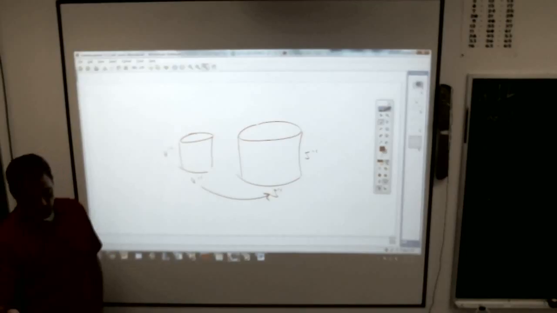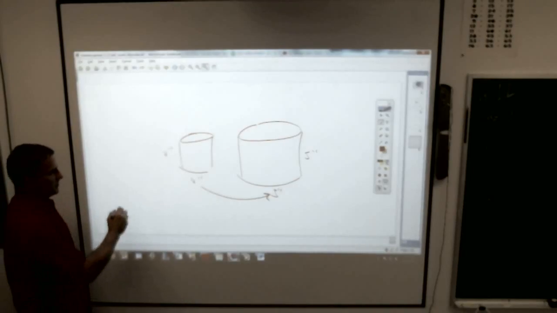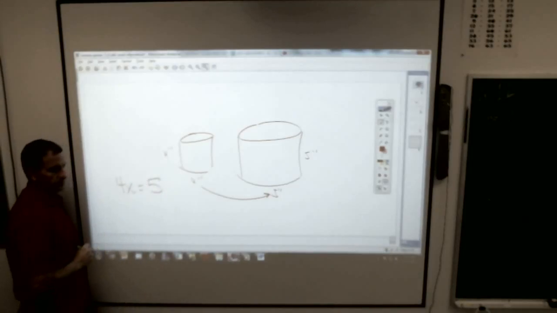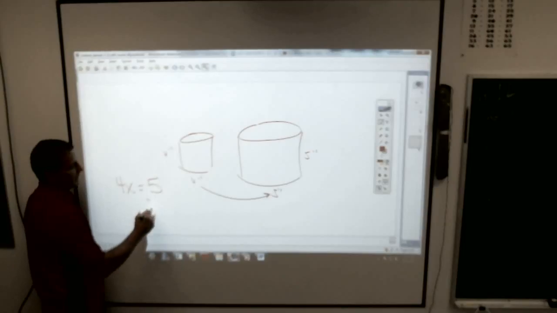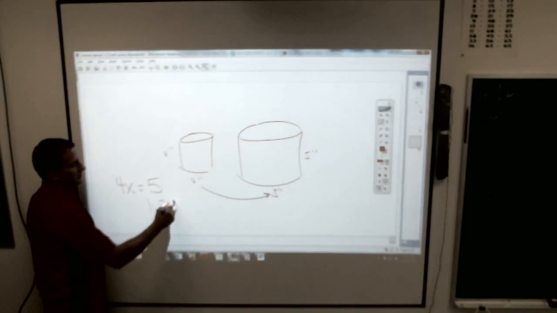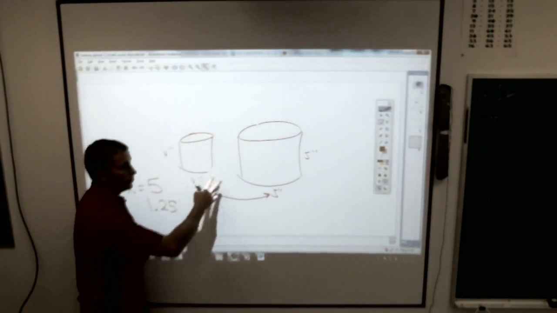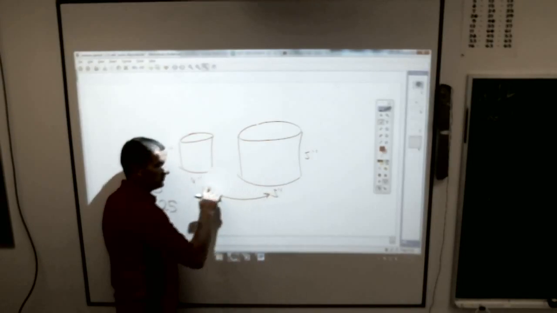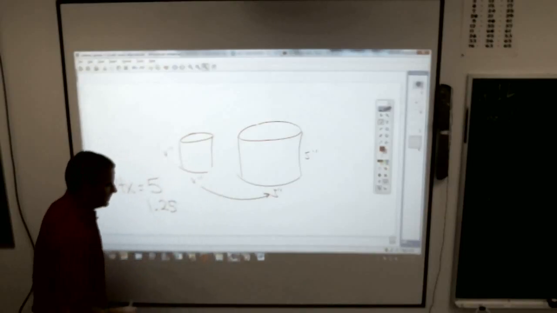If you don't know, children, this is why you learned equations. 4 times what number gives you 5? Jaden? Yeah, 1.25. Which is what they said, right? They said it's 25% greater, which means you take 25% of it, add it to it. 25% of 4 is 1, you add it to it, you get 5.